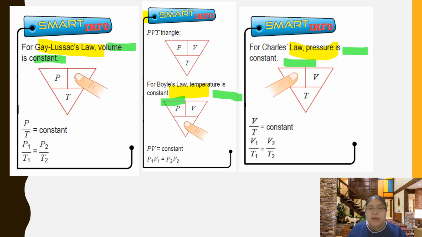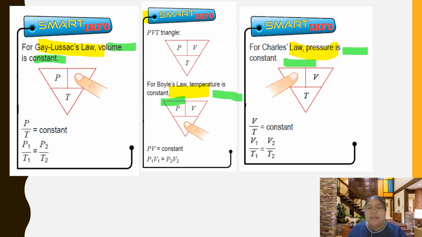Okay, second one is Boyle's law. Boyle's law is temperature constant. So temperature constant, we just close the T. So we find the formula, P and V side by side. So this one is P1 V1 equals P2 V2.